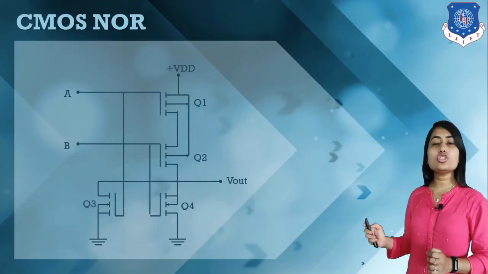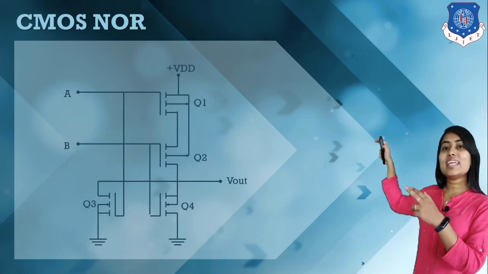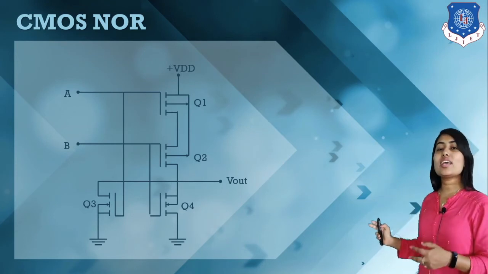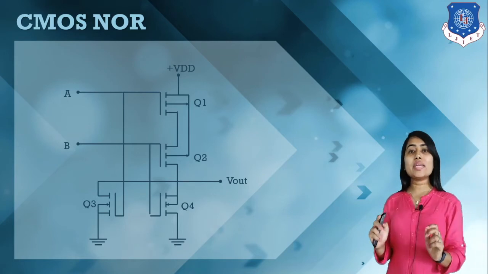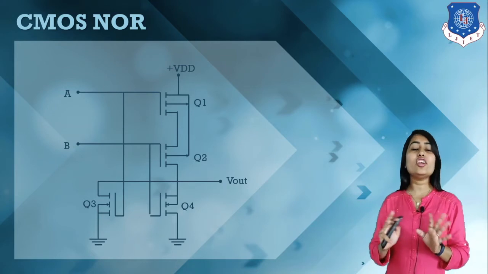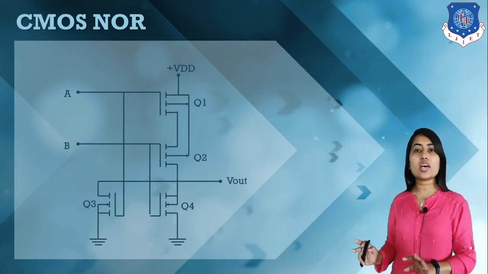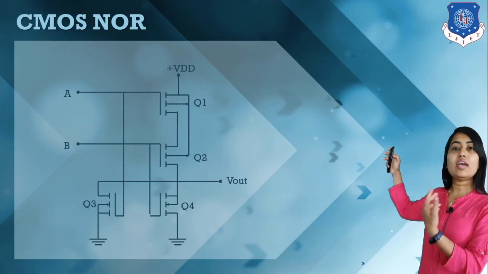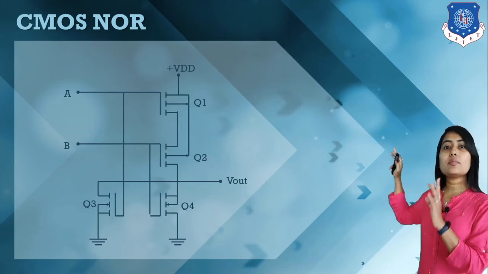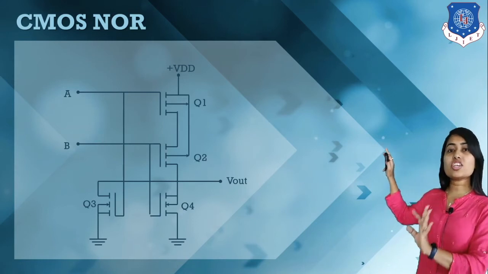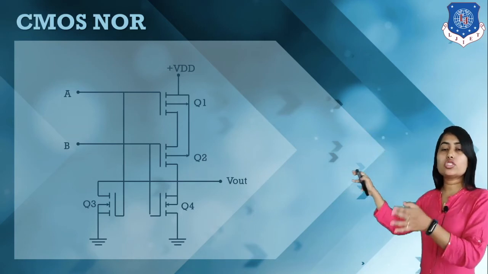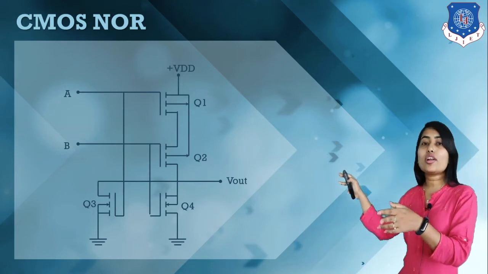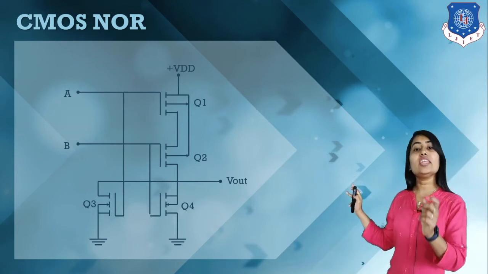Next we have a CMOS NOR gate. In a CMOS NOR gate, the P channel MOSFETs are connected in series and the N channel MOSFETs are connected in parallel. So when the inputs are applied, if any of the inputs is 1, then one of the P channel MOSFETs is closed, so there is no path for current to flow at the output side when any of the inputs is 1.